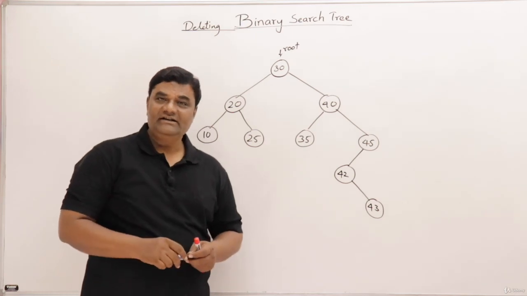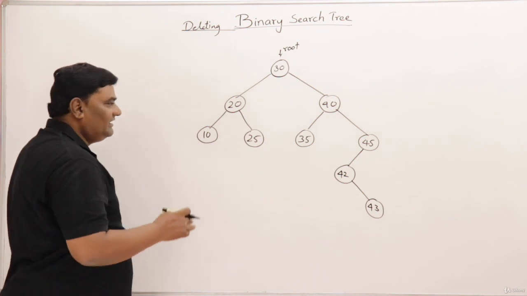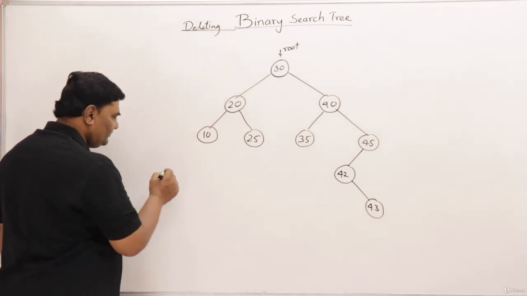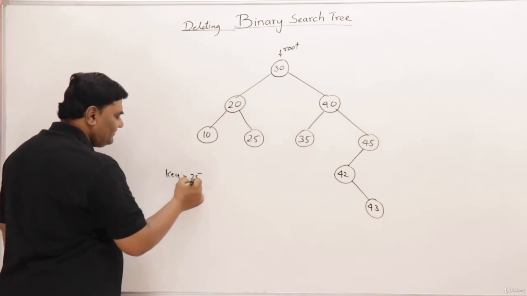Now we look at deleting from a binary search tree. So here is an example binary search tree. Let's see how to delete any key. I'll take various examples and show you. The first key I want to delete is 25.